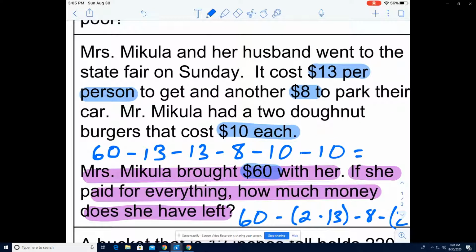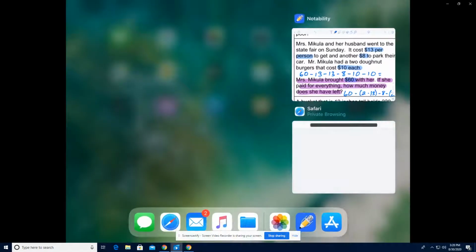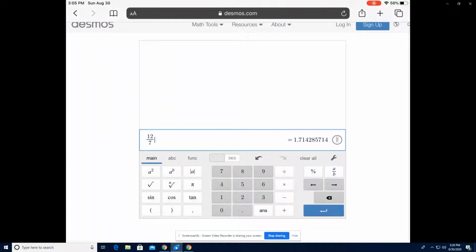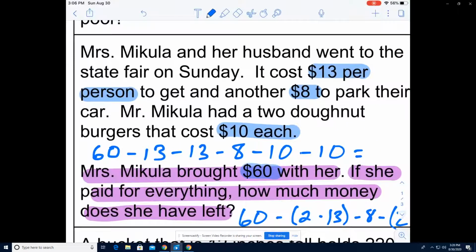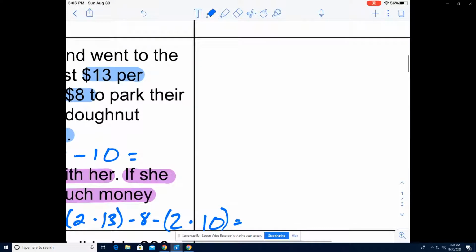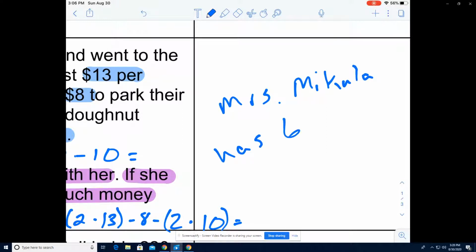So 60 minus 13 minus 13 minus 8 minus 10 minus 10. Just pull up your calculator. You're going to type it in just like that. 60 minus 13 minus 13 minus 8 minus 10 minus 10. She has $6 left. So you might write Mrs. McCullough has $6 left.